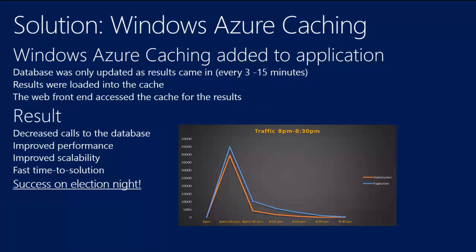As a result of using caching, they were able to drastically decrease the calls to the database. And basically, they were able to have a successful deployment. You can look at the chart right here. The site went live at 8 p.m., and just within the first minute, they had tens and tens of thousands of calls. And they were able to handle that result by using Windows Azure caching. So this is just a real-world example.